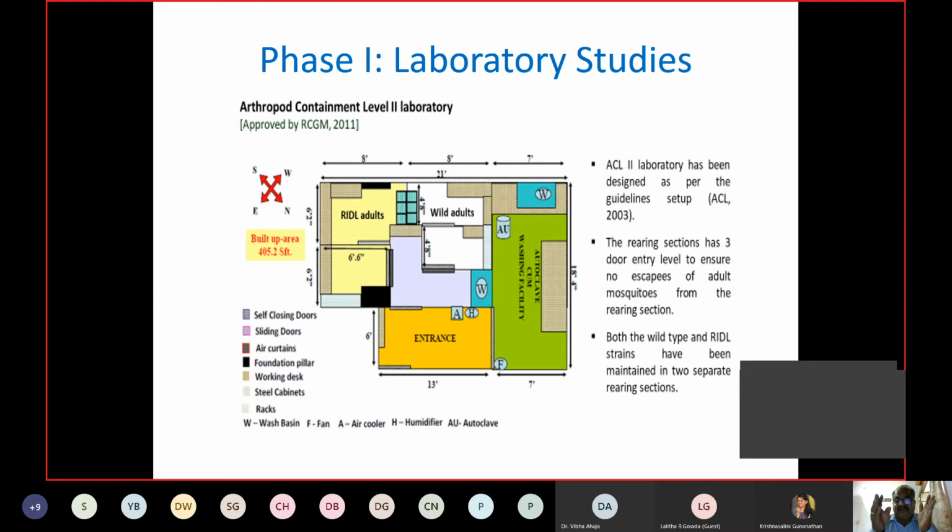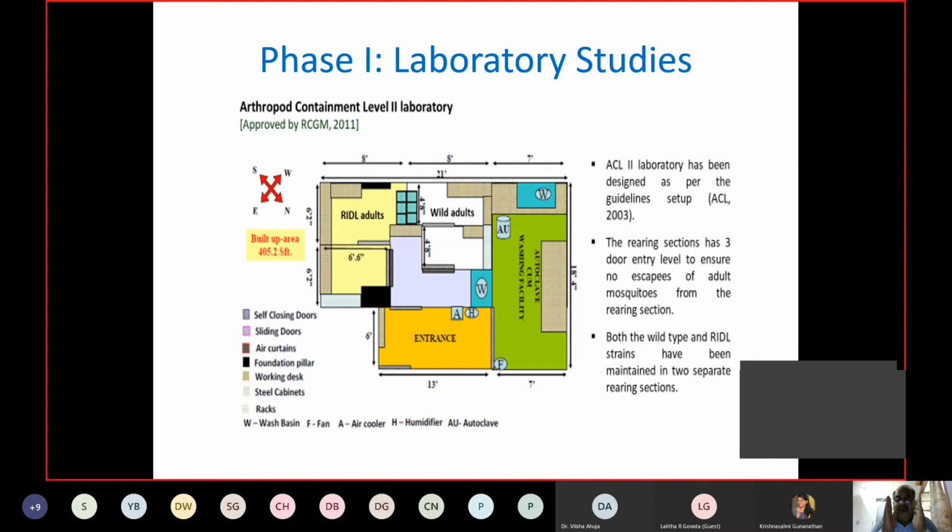The entrance also has to be double doored, in such a way that in no case would a mosquito from any place, even if it had run out of the barred cage in the room, find a way out of that room, because the whole room is screened. Even the air conditioner fitting area is screened in such a way that no mosquito, even if it comes out of its cage, is able to go out. So the whole laboratory is well designed.